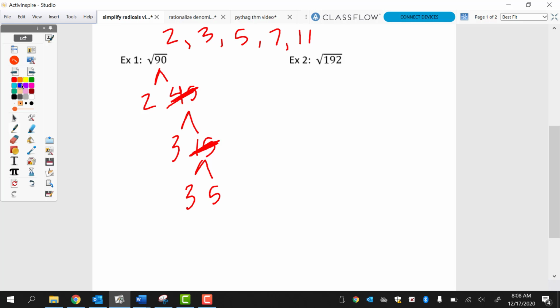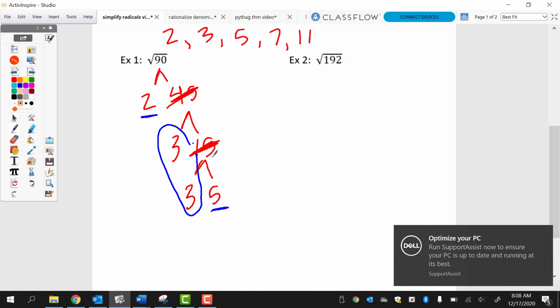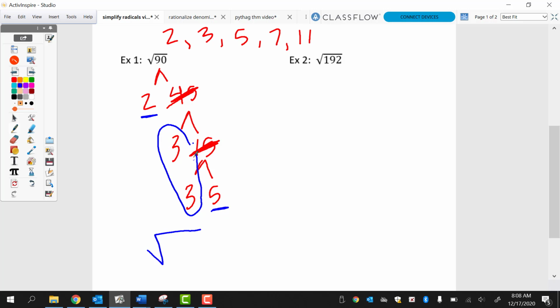So I'm ready to circle my pairs, which number appears twice. Well, I see I got a 3 and a 3. That's a pair of 3s. So that gets to come out of the little house. But 5 and 2, they don't have a pair, so they both have to stay on the inside of the house. So in my answer, I'm going to have a square root. I am writing the pair that gets to come out. I'm only writing one of those numbers on the outside. I don't put 3, 3. I just put a 3. And then the 2 and the 5 both have to stay on the inside.